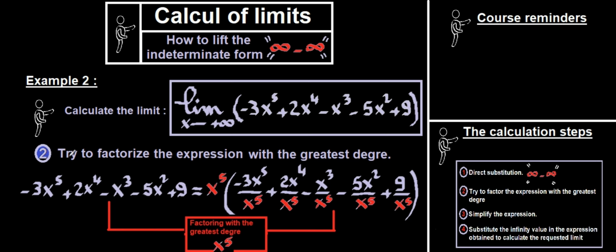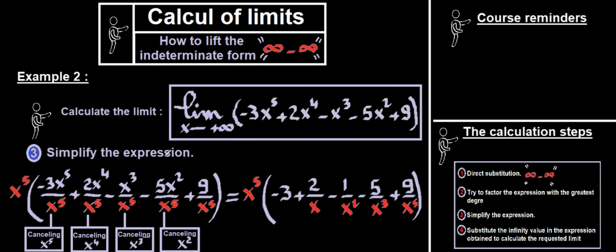Step number 2. Try to factorize the expression with the greatest degree. The greatest degree in our expression is x to the 5th power. And when we factorize with it, the expression becomes like this. Step number 3. Simplify the expression. In the expression, we cancel x to the 5th power, x to the 4th power, x cubed, x squared, and the expression becomes like this.